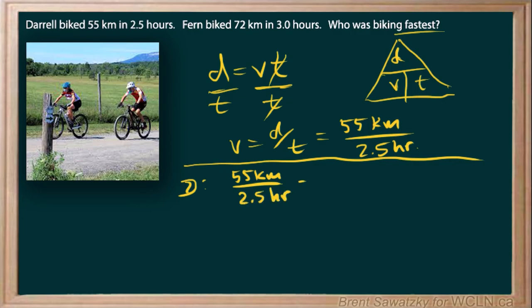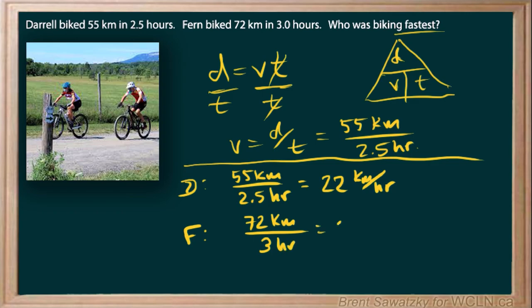and we have a rate. And to turn this into a unit rate, we can just pull out the calculator, and 55 divided by 2.5, and we come up with 22 kilometers per hour. Okay, and let's do the same thing for Fern here. And so in her case, we had 72 kilometers, and we had 3 hours. And so again, calculating that out, we come out with 24 kilometers per hour.